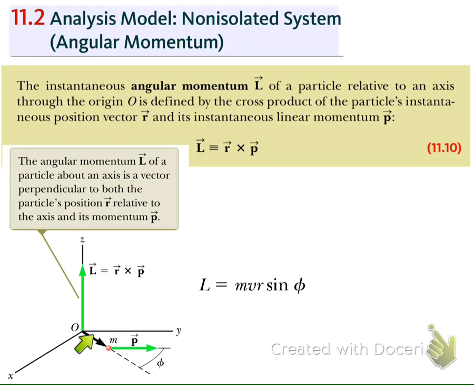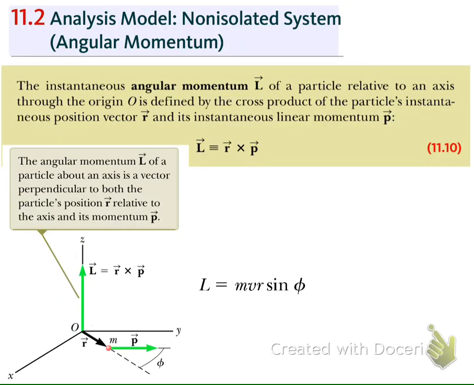This is defined by the equation L equals r cross p. Here, r is the position vector of this particle from the point O. From this figure, you can see that this is the position vector r and this is the momentum vector p of this particle. The cross product of r and p, or r cross p, is L, which has the direction pointing upward in the z direction like this.